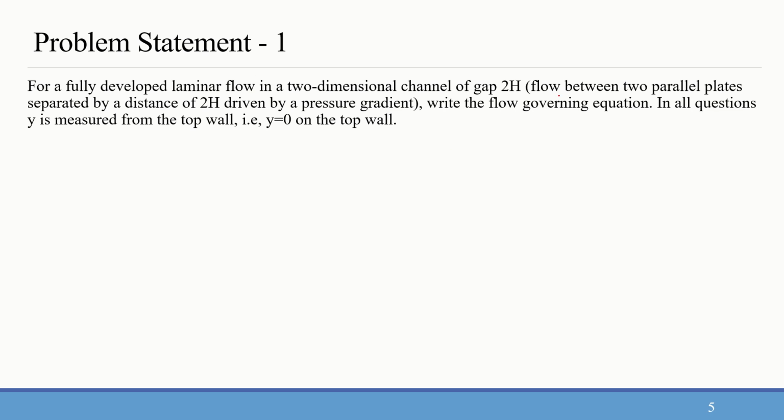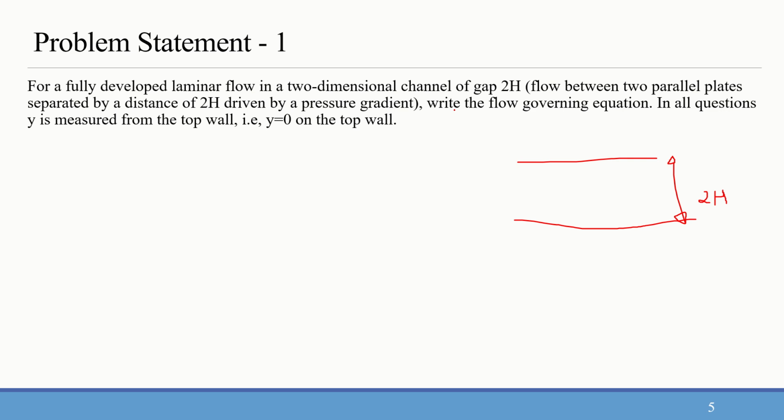So first, let us read the question clearly. For a fully developed laminar flow in a two-dimensional channel of gap 2h. So flow is between two parallel plates and the distance between these two plates is 2h. That is what is given in the question. And it is driven by a pressure gradient. So we need to be sure that here the flow is driven by the pressure gradient, and we are asked to write the flow governing equation.